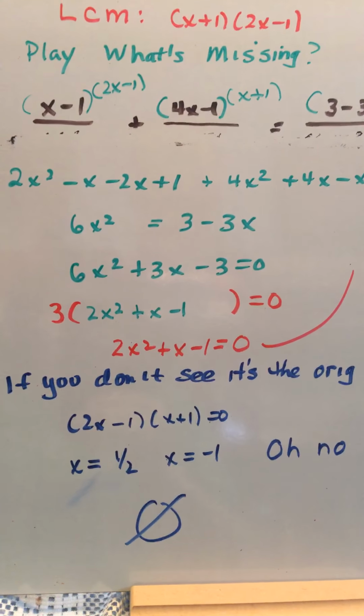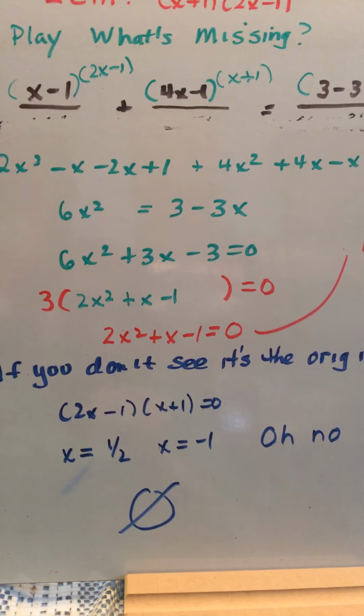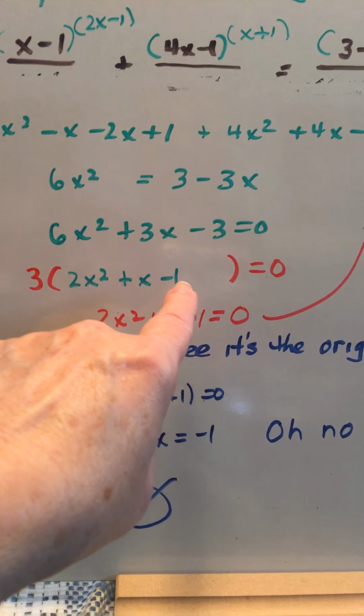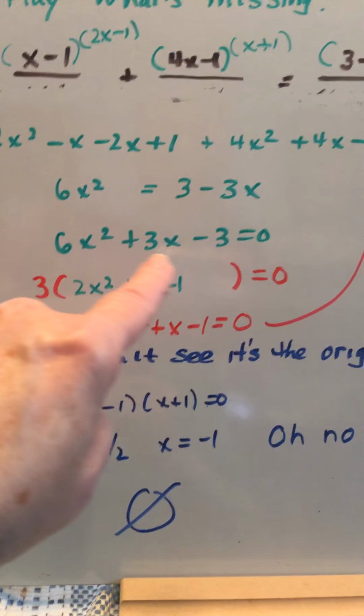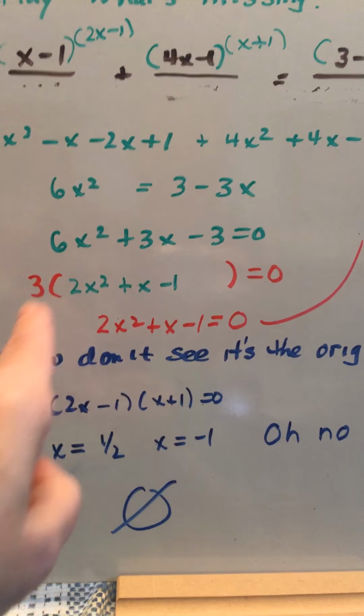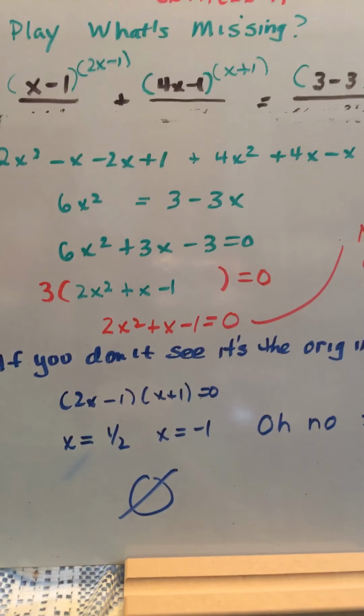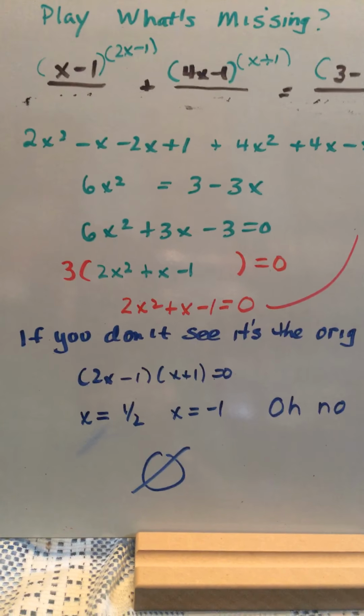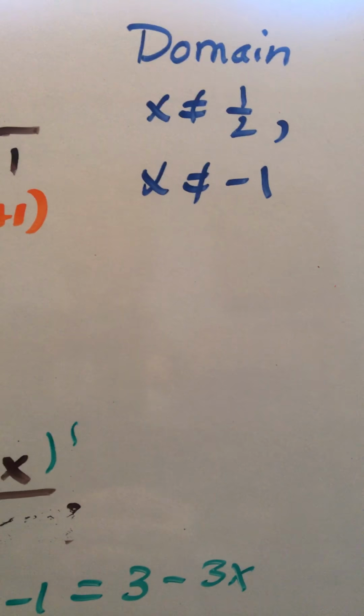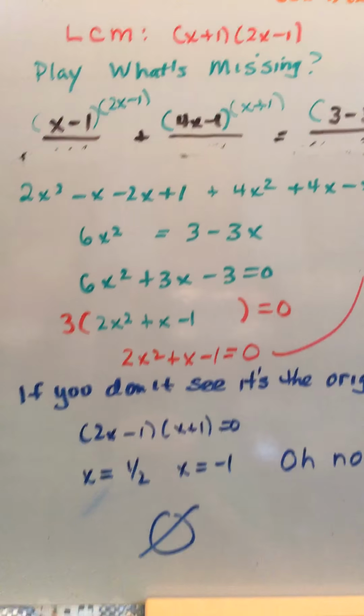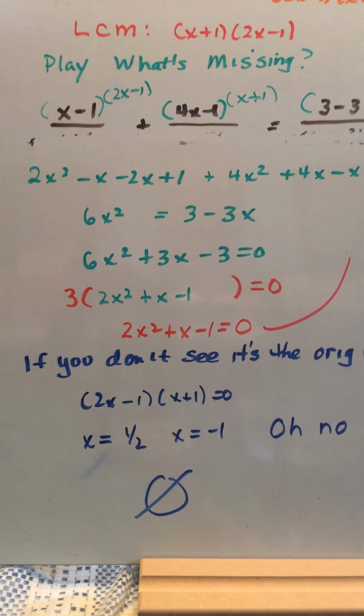What if I didn't notice that? Then I know most of you would use grouping, but remember this is a cute little one, so it's either 2 and 1, x and 1, and you have to just decide where to put the plus and minus. I get both of those answers, and I go, oh no, I can't have them. And so my answer is no solution.